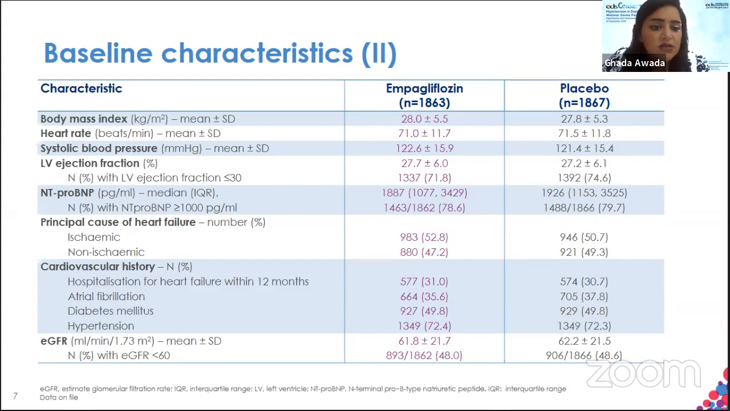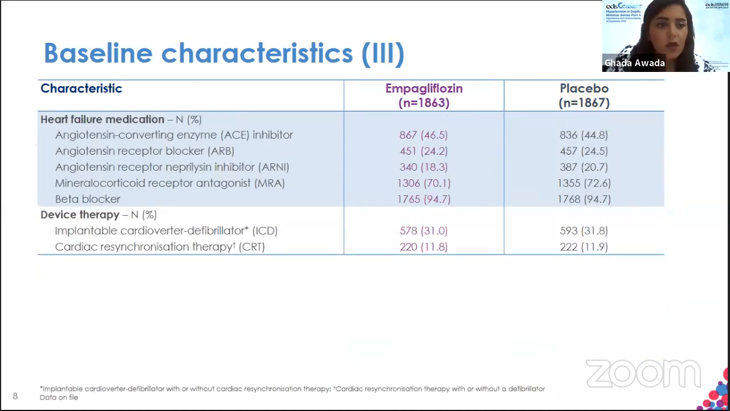And there was a history of hospitalization due to heart failure in 31% of the patients, and 50% of the patients were diabetic, the other 50% were non-diabetic, with an eGFR average of 61 milliliters per minute. The heart failure medication was the gold standard, as per the guidelines, with ACE inhibitors, ARBs, ARNIs, which is sacubitril valsartan, and the mineralocorticoid antagonists with beta blockers. And 31% were on an ICD, 11% were on a CRT.